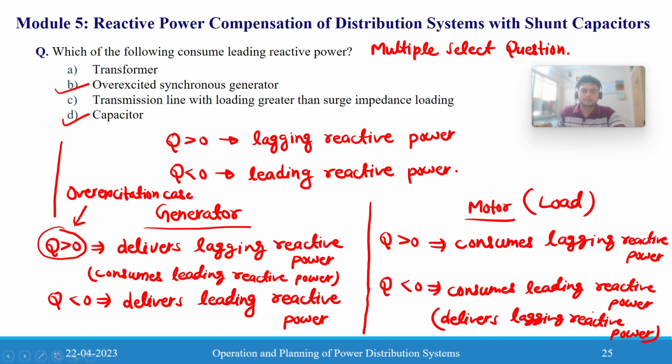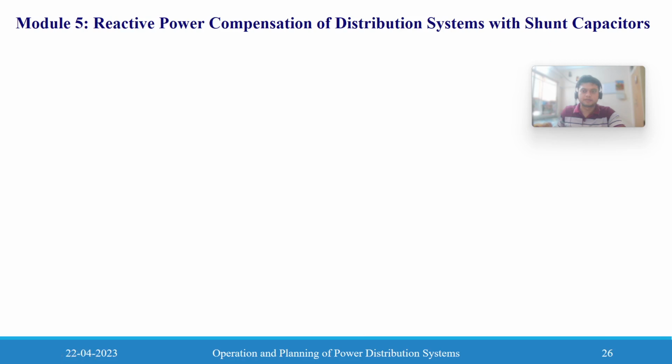Okay, so that's why reactive power of a capacitor comes as negative and it delivers lagging reactive power, and thus it improves power factor. So next we will see the capacitor placement thing.